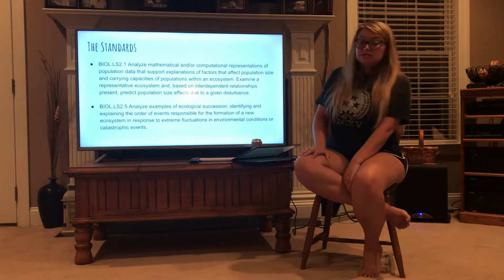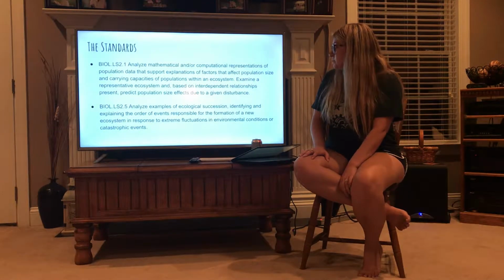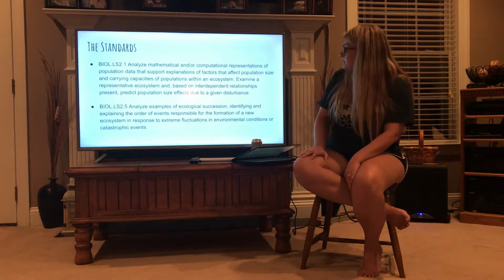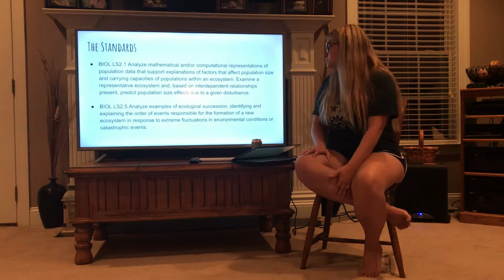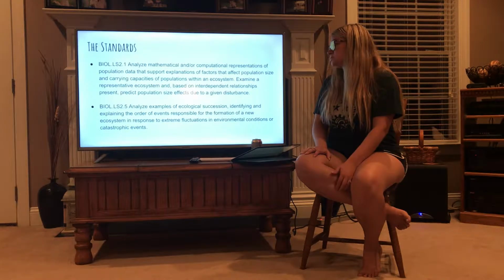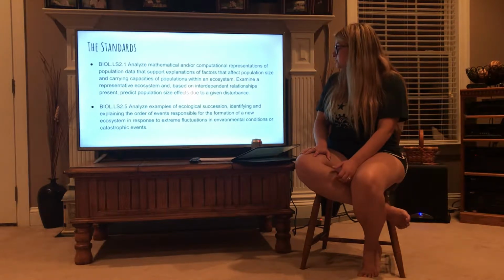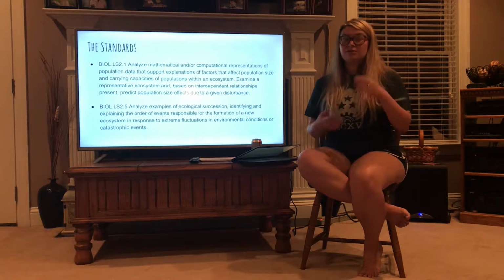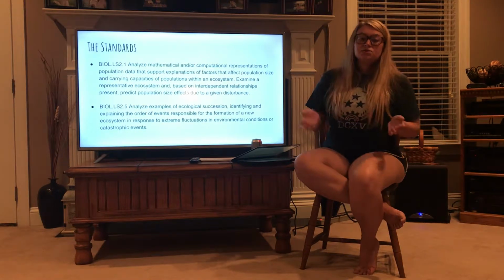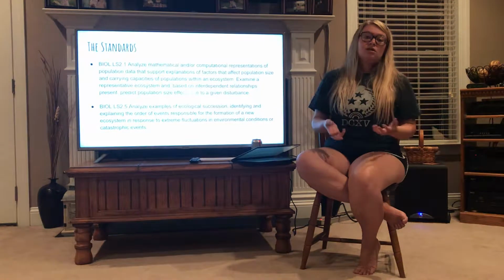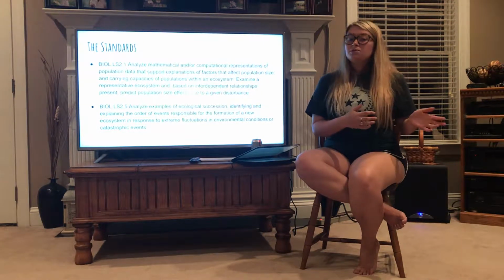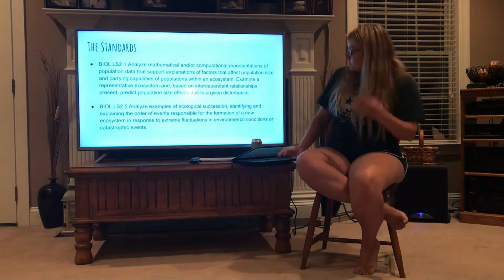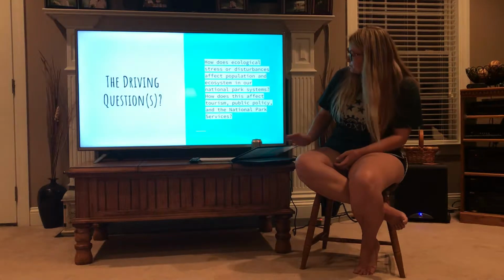And then the second standard is to analyze examples of ecological succession, identifying and explaining the order of events responsible for the formation of a new ecosystem in response to extreme fluctuations in environmental conditions or catastrophic events. So these two are just simply talking about what happens when there's an ecological disturbance, what it looks like before, what it looks like after, and what it looks like everywhere in between.